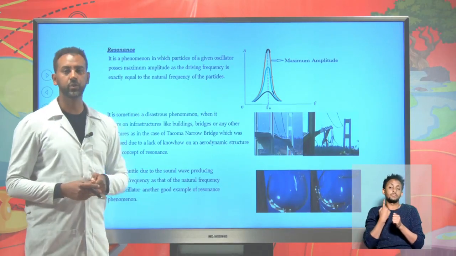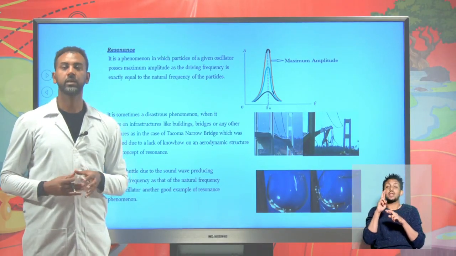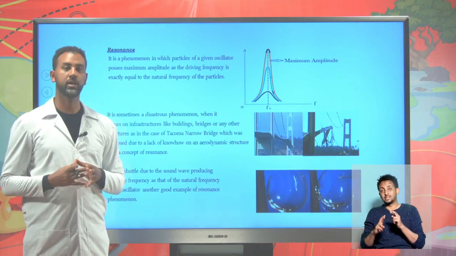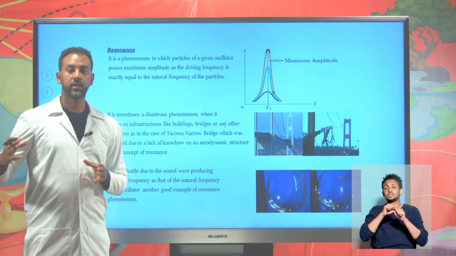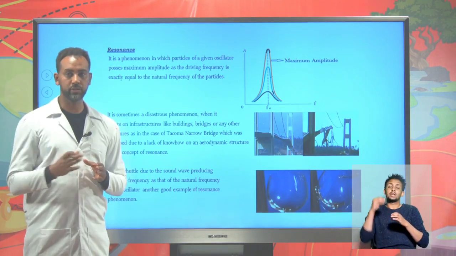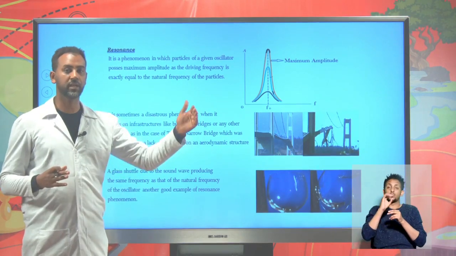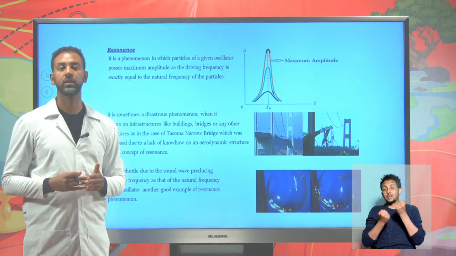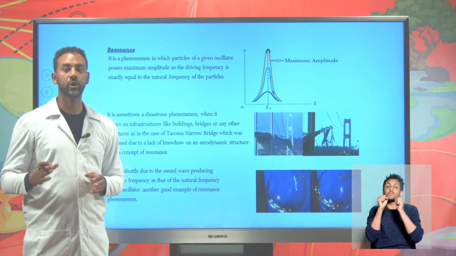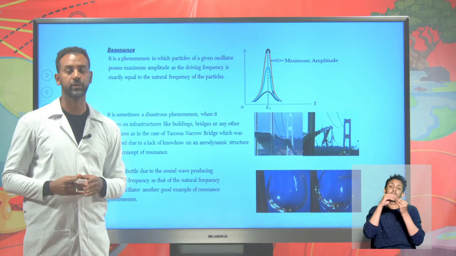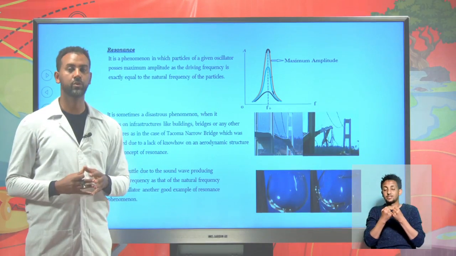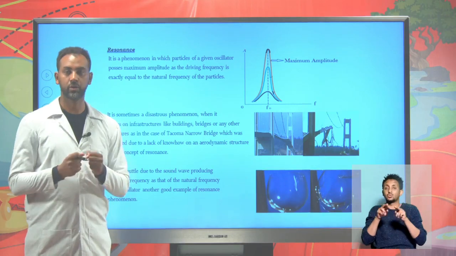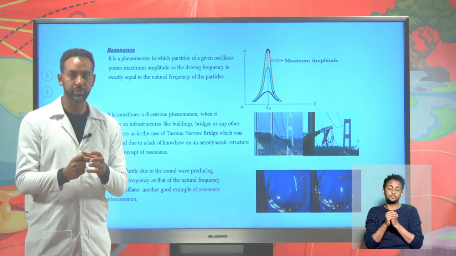Here we have resonance, the so-called resonance. Resonance is a phenomenon, sometimes a disastrous one, which says that when the natural frequency of a given oscillator is the same as the external driving frequency, the object tends to have the maximum possible oscillation. It can even break the bonds that hold the object together.